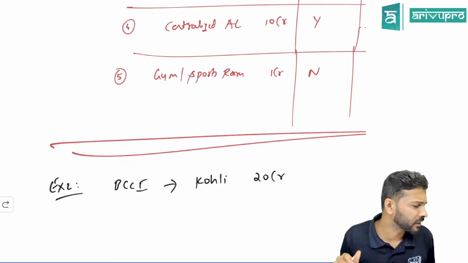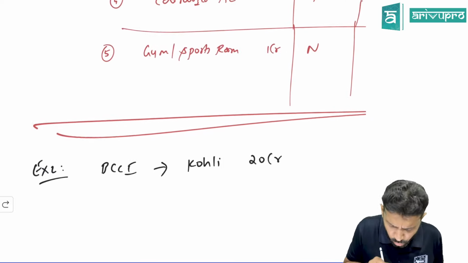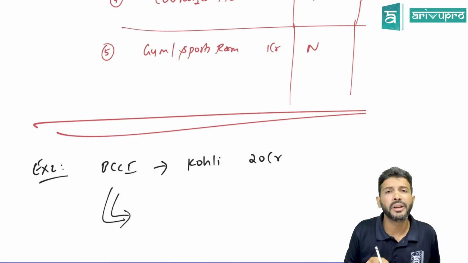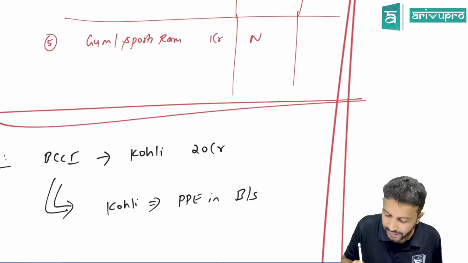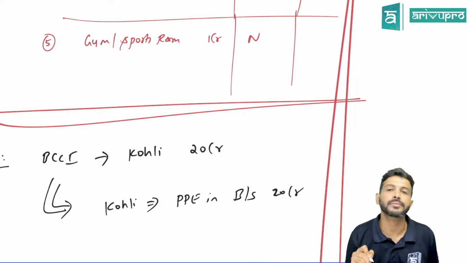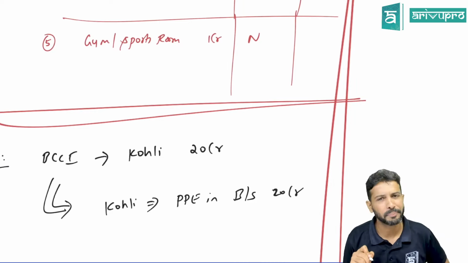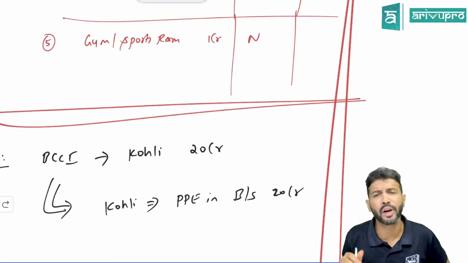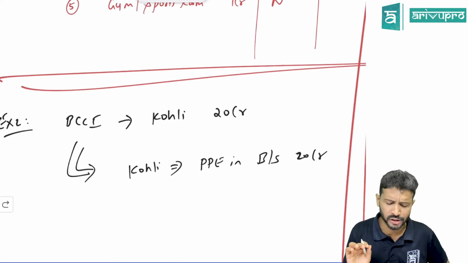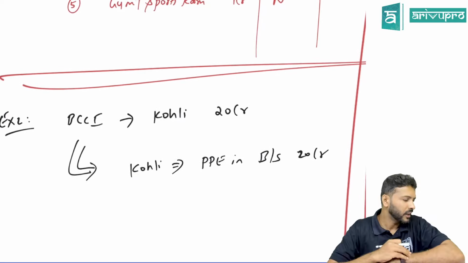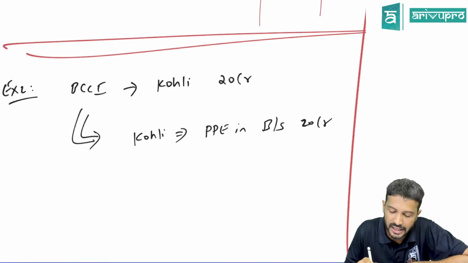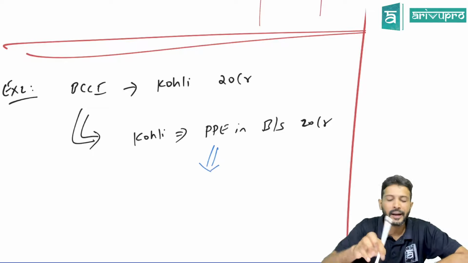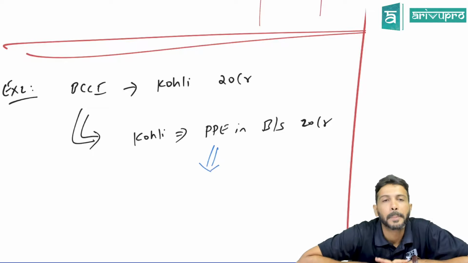BCCI got excited. Do you know what they want to do? BCCI wants to show Virat Kohli as property, plant and equipment in their balance sheet for 20 crore rupees. Because Kohli got a bid of 20 crores, BCCI wants to show this as a fixed asset in their balance sheet. Is this possible? That is the question. Can you tell me the answer? Is Kohli property, plant and equipment for BCCI?